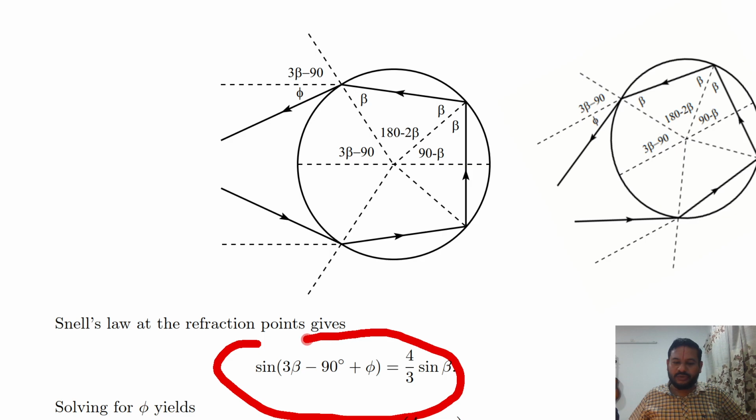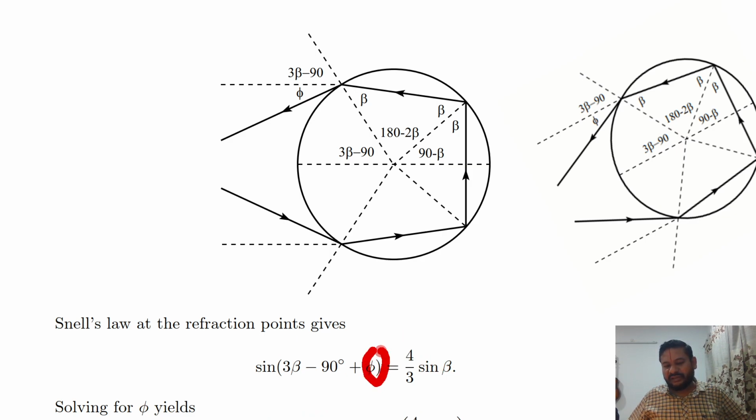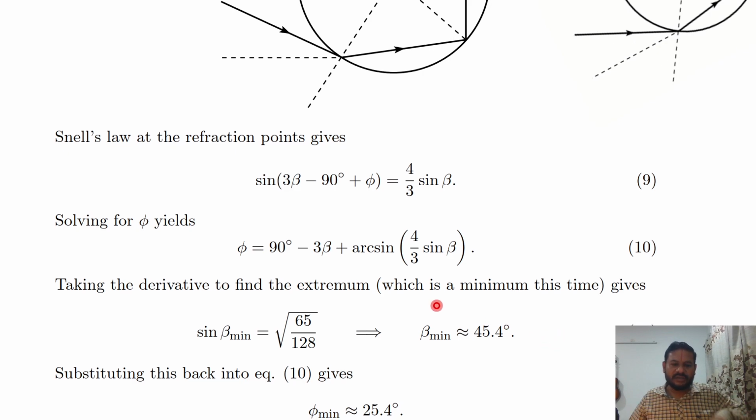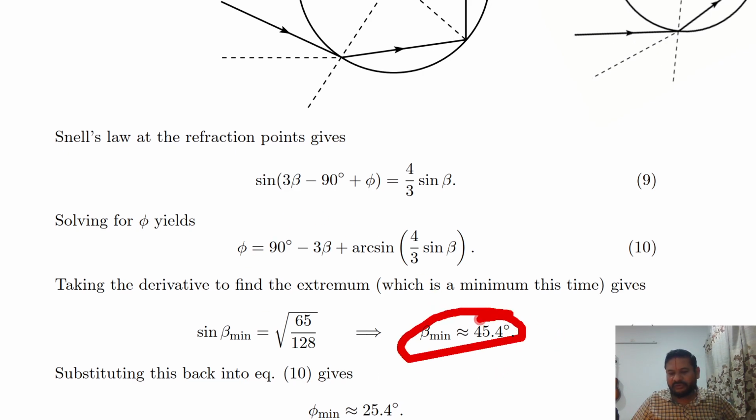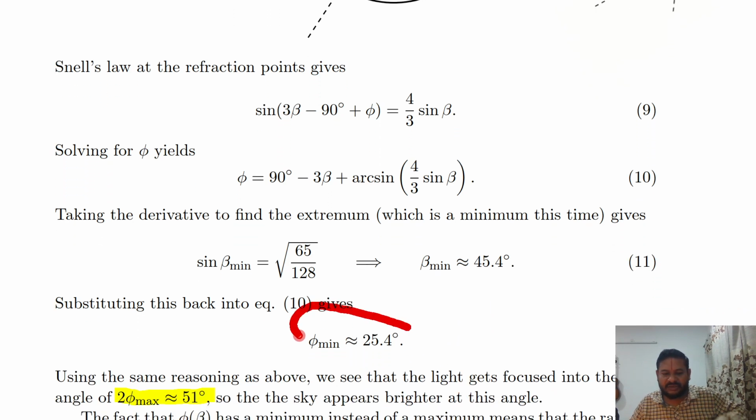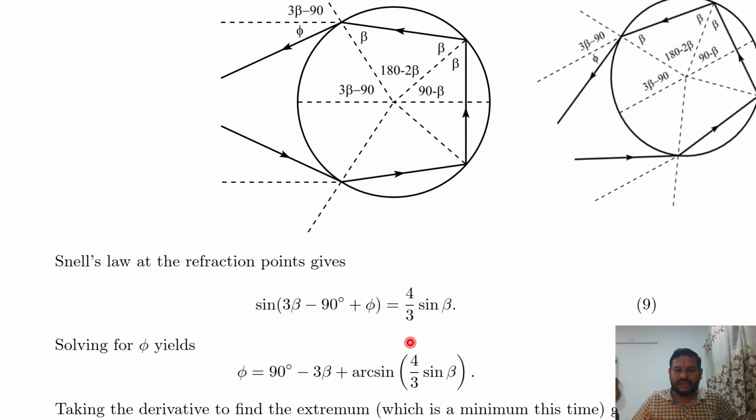Once again, what we do, we optimize phi: we make the derivative of phi equal to 0, rearranging this equation. And if you do that, what do you get? The value of beta you get is 45.4, but we're interested in the corresponding value of phi. The corresponding value of phi happens to be a minimum, and that is 25.4 degree, right? So if this is 25.4 degree, then you need 2 phi.